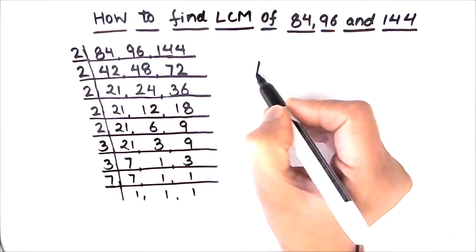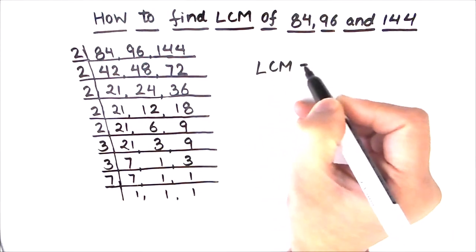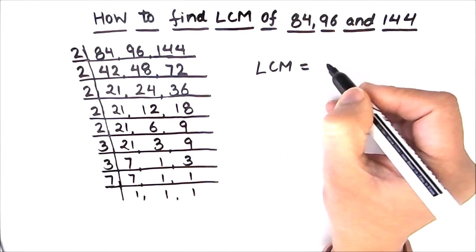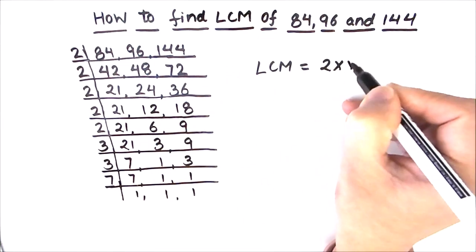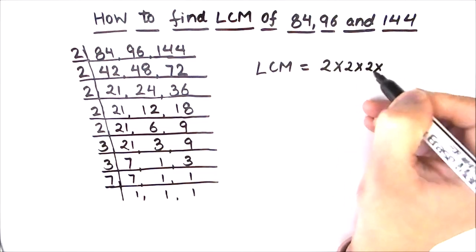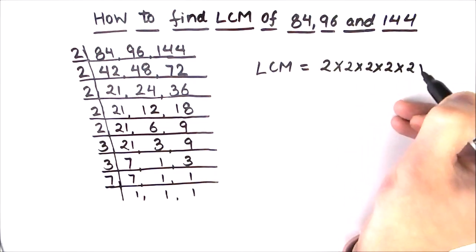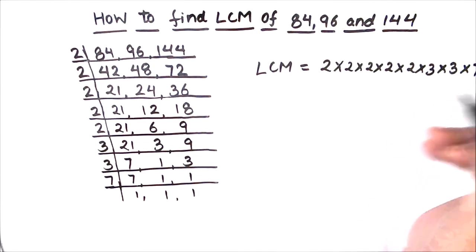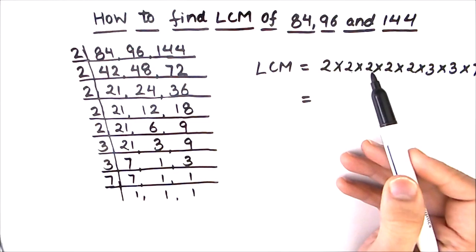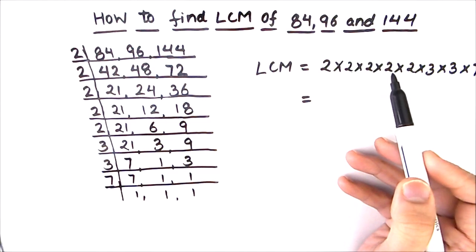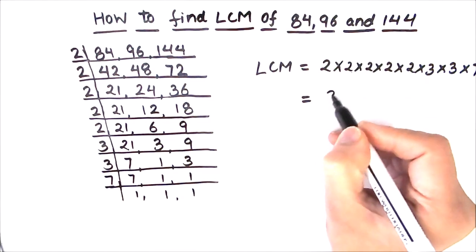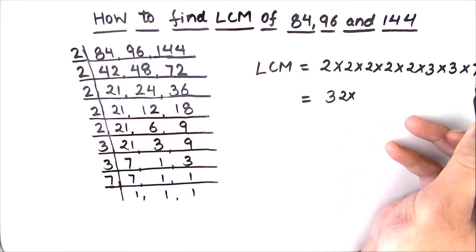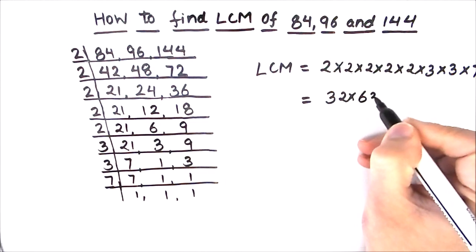To find the LCM, we are going to take the product of all the factors which are on the left hand side of the ladder. So LCM will be 2 times 2 times 2 times 2 times 2 times 3 times 3 times 7. So 2 times 2 is 4, 4 times 2 is 8, 8 times 2 is 16 and 16 times 2 is 32. And here we have 3 times 3 is 9, 9 times 7 is 63.